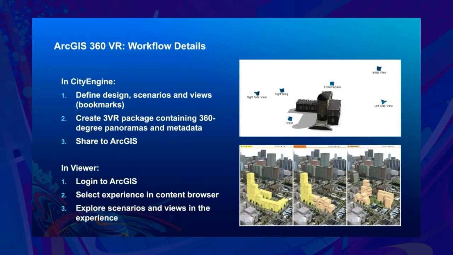So a few details on the workflow that you see here. What you do in CityEngine basically is that you model your city, you define your design, you create scenarios, that's what you see on the bottom image on the right-hand side. You define a few views, what you see here on the right-hand side on the top image. You create a 360 VR package containing 360-degree panoramas and metadata, and you share this to ArcGIS.